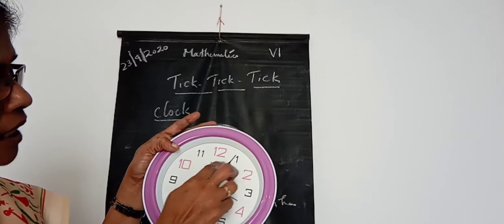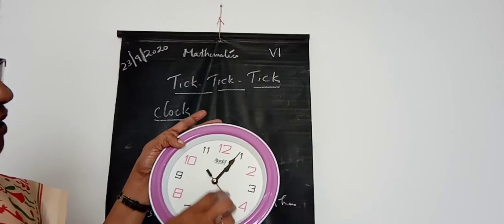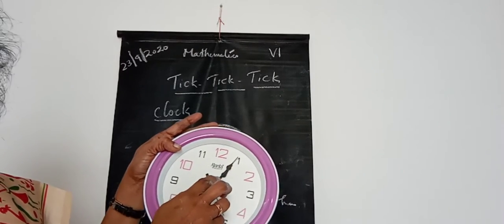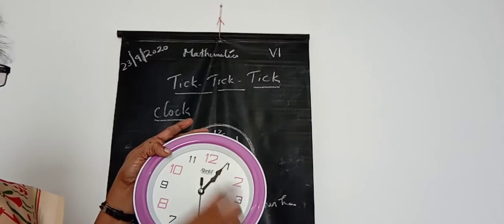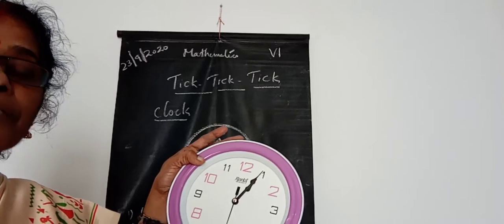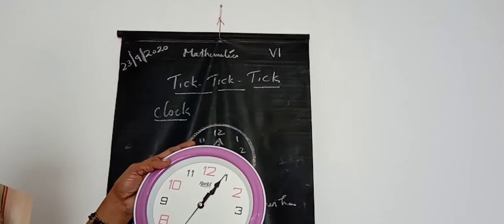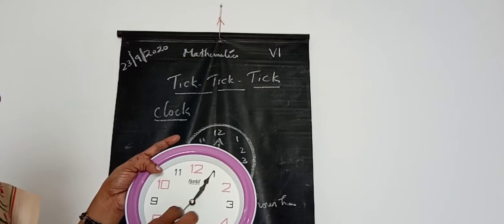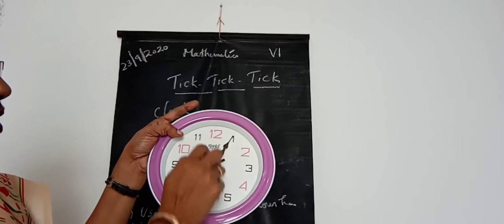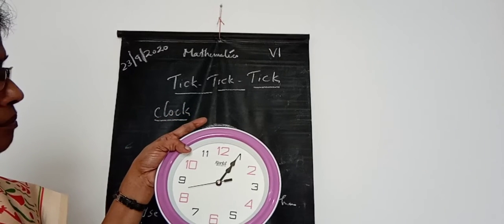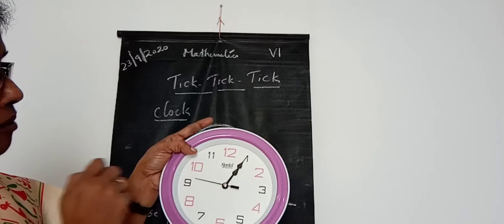And you can see that the two hands are on 1, isn't it? 1-5. What is the time now? 1-5. The small hand and the big hand are on 1. That means 5 minutes after 1 o'clock. So 1-5. Look here. When this second hand starts from here, yes, look here.